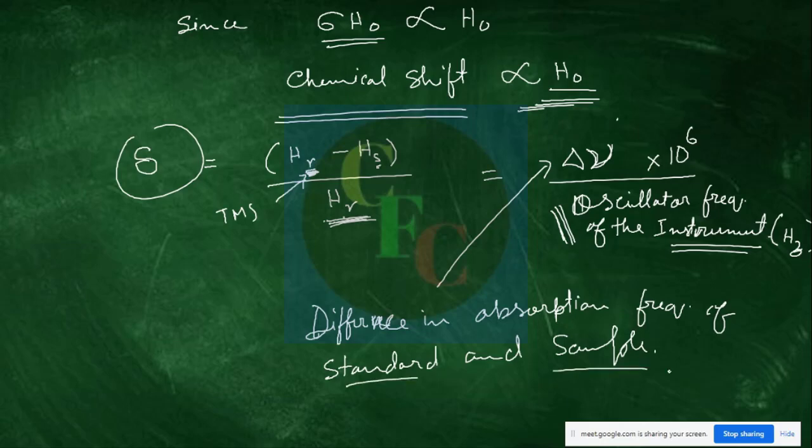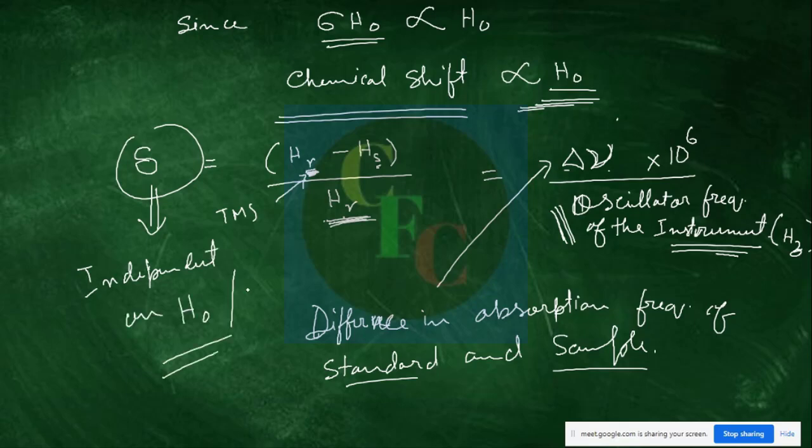Standard and sample. Now if you increase the H0, this difference will also increase. Now when the difference increases, this oscillator frequency also increases. So as such, what happens? Now this delta is not dependent on H0 or the applied field or the instrument anymore, right?